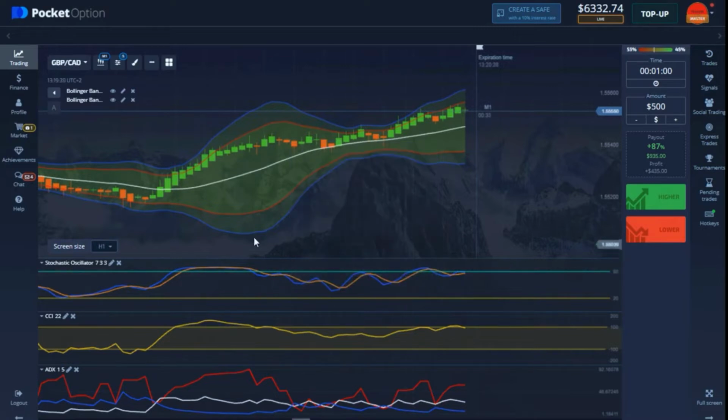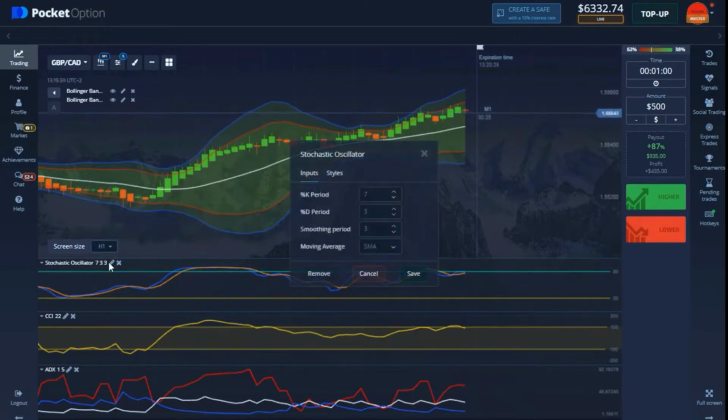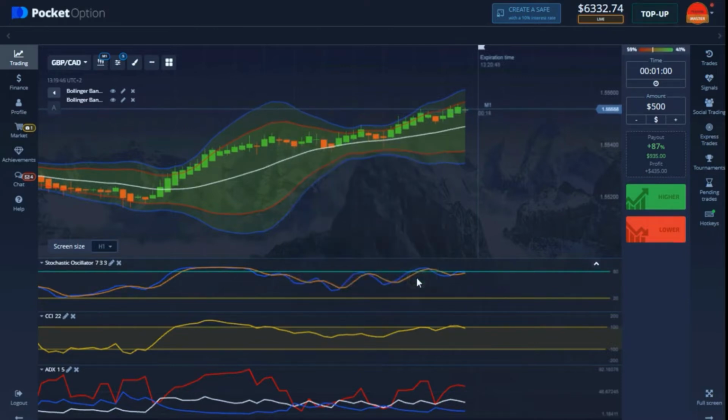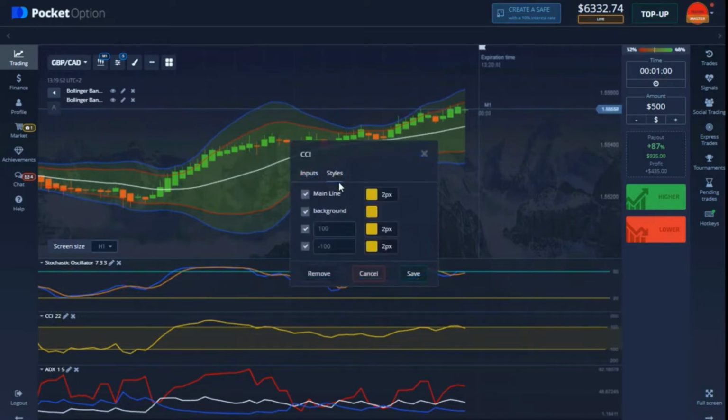The third indicator we're using here is called stochastic oscillator with a K period of 7. The D period is 3, the smoothing is 3, while the moving average is SMA. Of course, on the style here, I set all the lines to 2 pixels. When you're done, you hit save. The fourth indicator we have here is CCI with a period of 22. On the style, you just have to set all the lines to 2 pixels. So that's pretty much all I do.